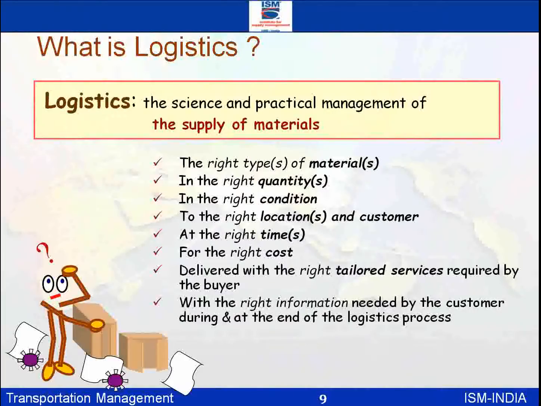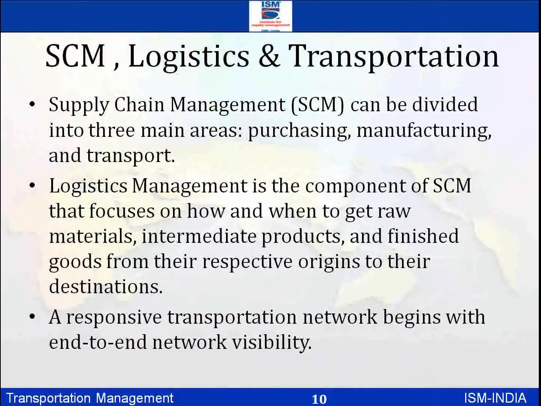So logistics, as we said earlier, is a science and practical management field of the supply of materials. We talk of different R's. Like in procurement, we talk of 5 R's; here there are more R's. The right material has to reach, in the right quantity, in the right conditions, particularly when I'm dealing with food items, medical items or any fragile item, which I want to reach in good condition. Then right location, right time, right cost. So it covers many more rights.